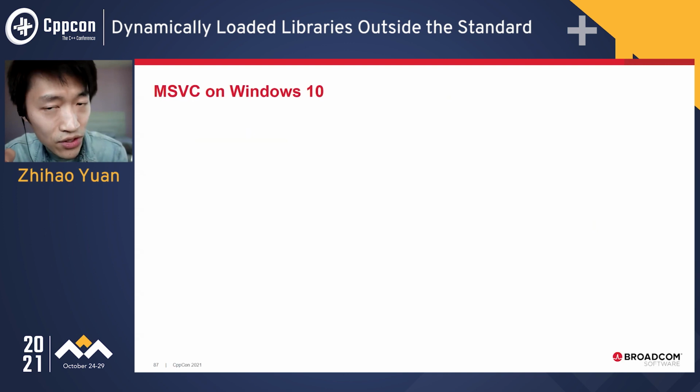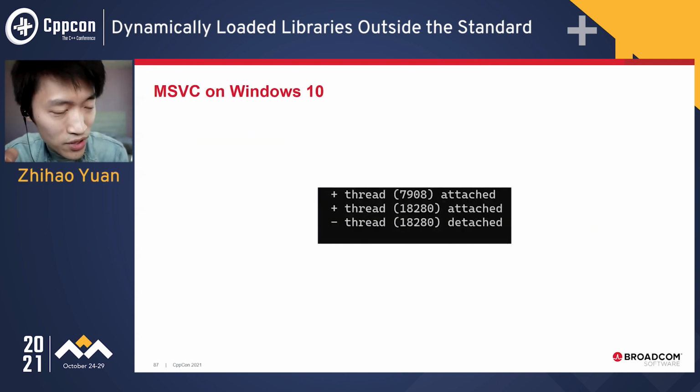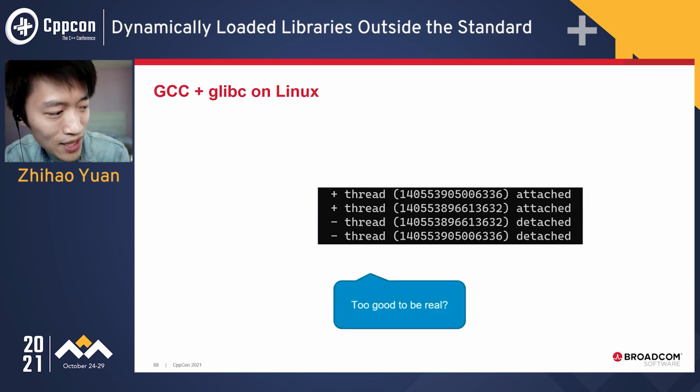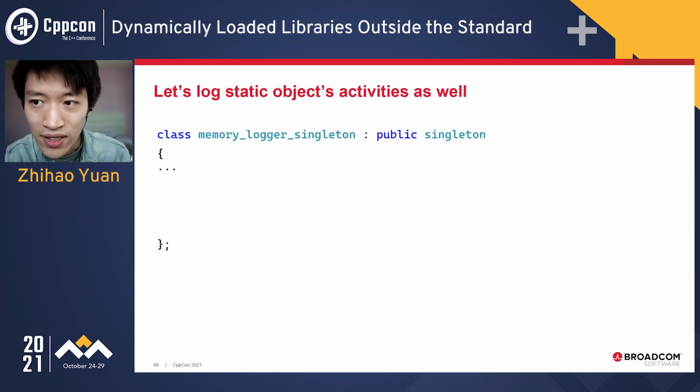For MSVC on Windows 10, that's what it prints. So that doesn't match. There should be two calls to the destructor. Missing a call to the destructor also means that we leaked the memory resource we acquired in our memory logger. Right, that's a leak. Is Linux doing anything better? Yeah, sort of. But don't you feel that that's too good to be real? Let's investigate a little more.